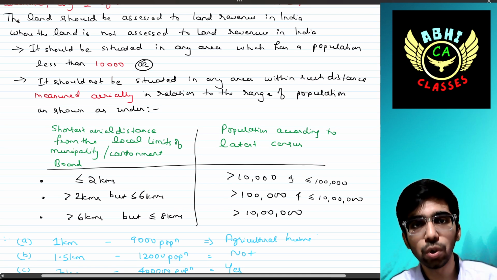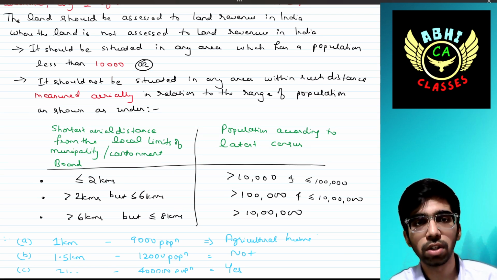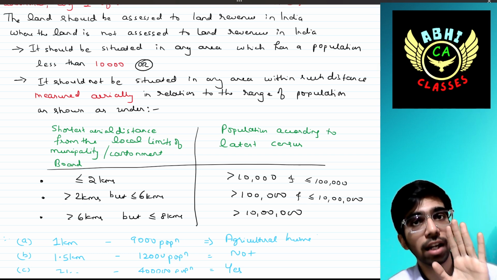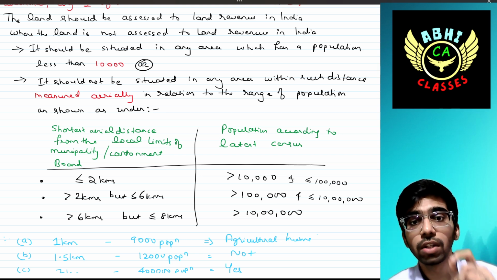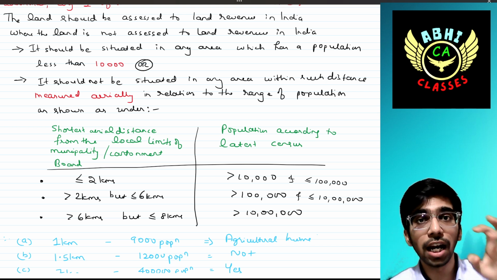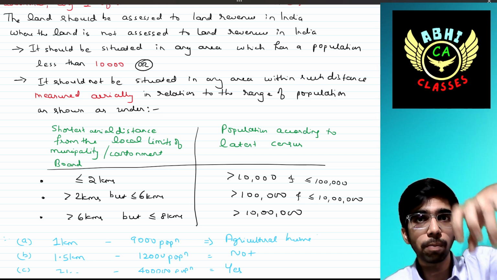That's it. The term is very important: it should not be situated in any area within such distance, measured aerially, in relation to the range of population as shown below. First, we will see the second column, population according to the latest census. If the population of the locality is up to 10,000, then any income from that land is treated as agricultural income. If the population is more than 10,000 up to 1 lakh, then that building should not be situated within 2 kilometers from the municipality.